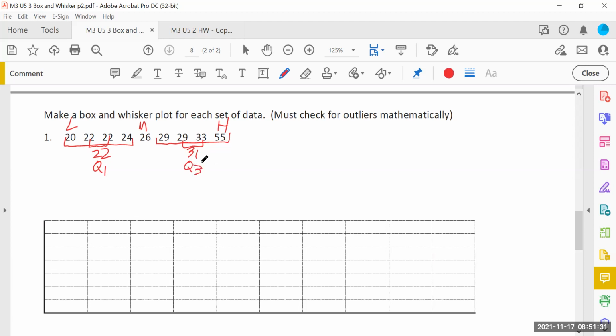Why is it not going to let me make a 3? There we go. Now, does everyone see why I didn't use the 26? Everybody see why the 26 is not used? That's the median. I don't use the median in the lower set or the upper set. Yes. Right, you add them together and divide by 2. You take their average. Does that make sense to everybody?